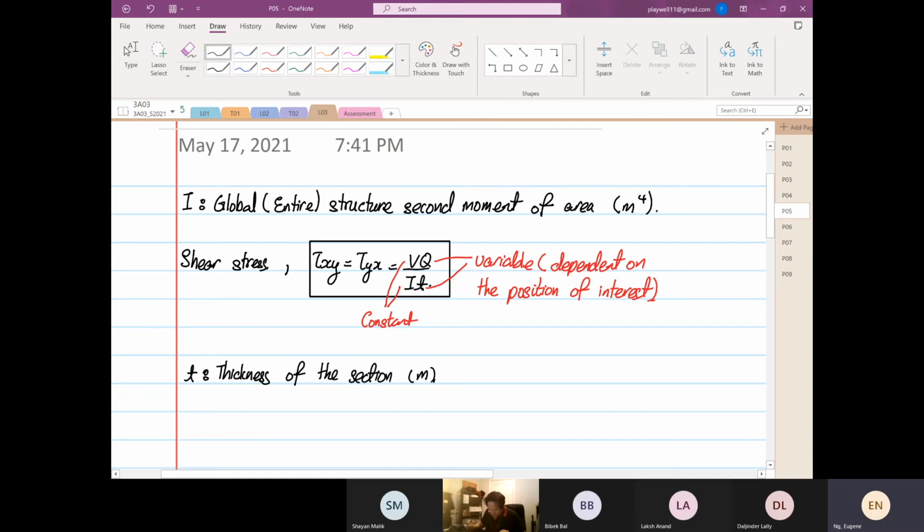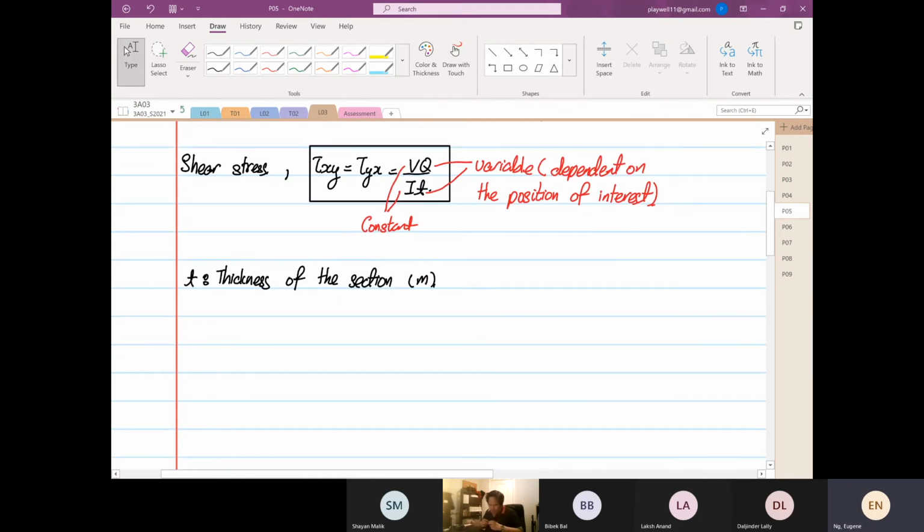And it is in meters. Okay, so now we are going to look at the theory. We're going to derive the theory, and how we derive the theory will set the rules that we have to apply. I repeat, how we derive the theory will set the rules on how we're going to apply this formula.